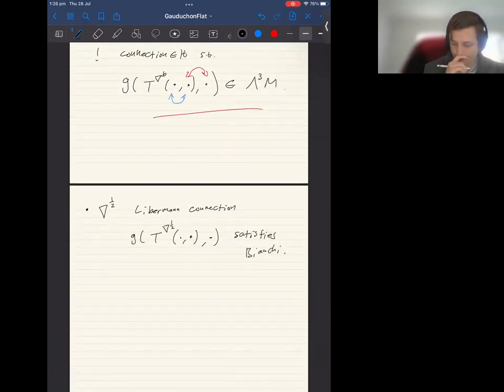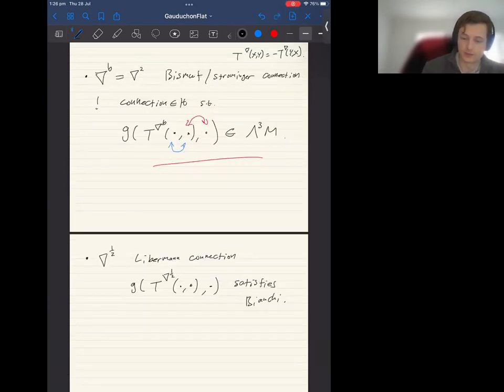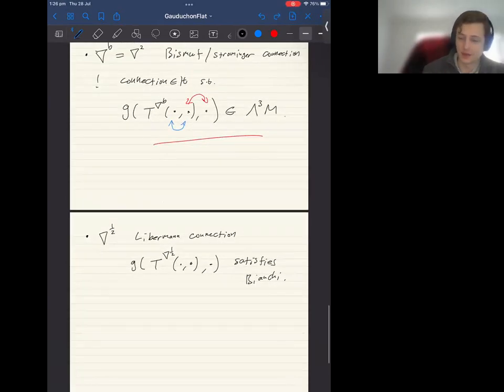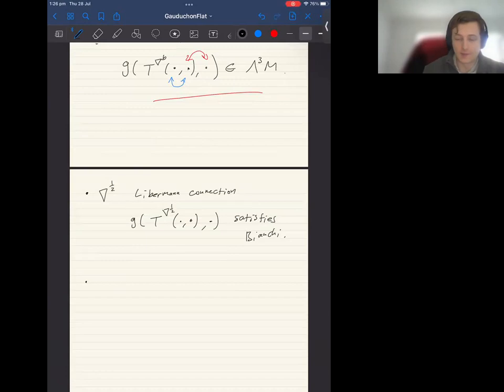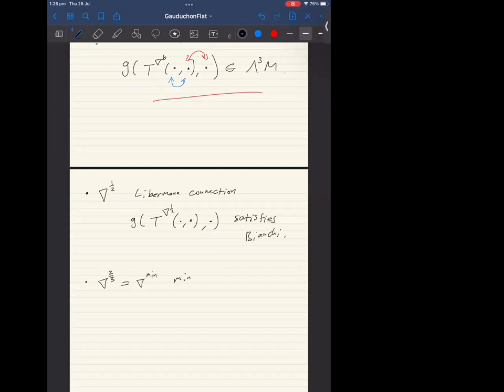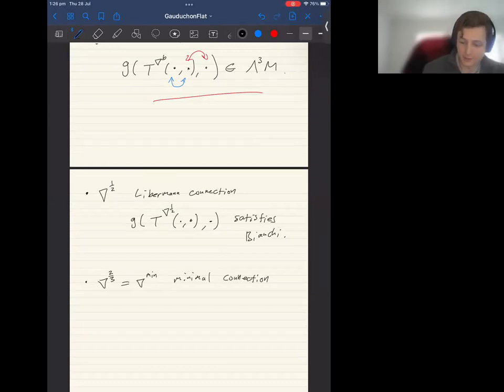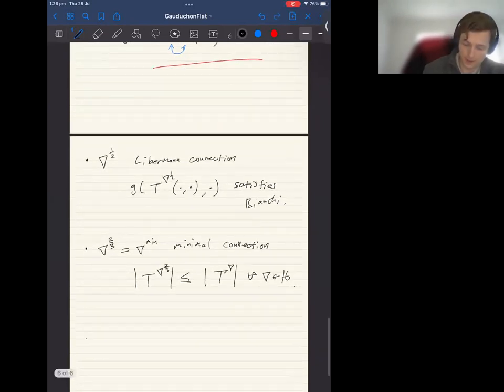Okay. So it's another condition, sort of dual to this one, right? Dual in a very imprecise sense, but similar to that one. But there's more. If I take S equals 2/3, this is sometimes called nabla min. Okay, we call this the minimal connection. So this has the property that its torsion is minimal amongst all Hermitian connections.